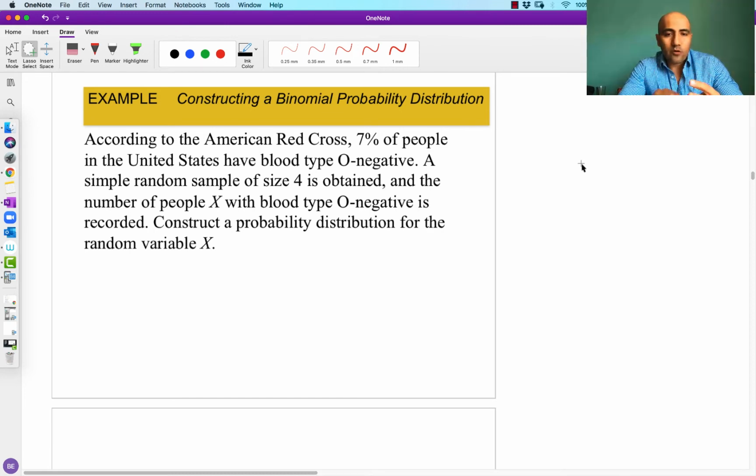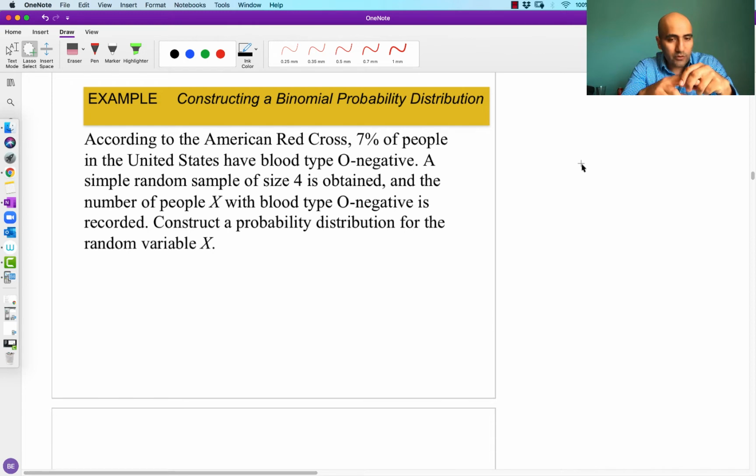Does it meet the 4 criteria? Number 1, is it the case that there is a fixed number of trials? And yes, n equals 4 in this case, right? There's going to be 4 people, 4 blood types that we're going to test. So it's a fixed number of trials. The trials are independent. These are randomly selected people. Whether or not the first person was O negative does not affect whether or not the second person is O negative, right? So they're all independent.